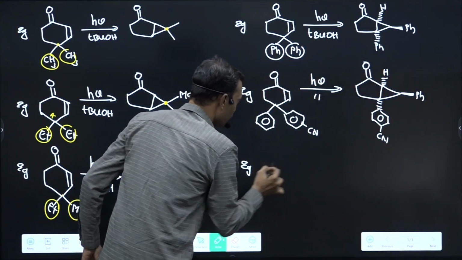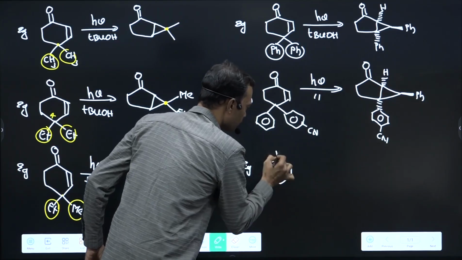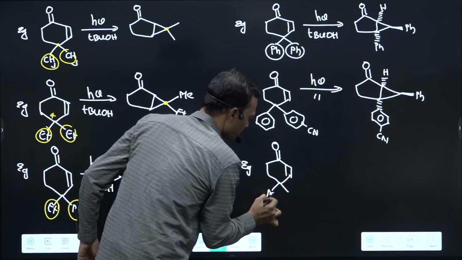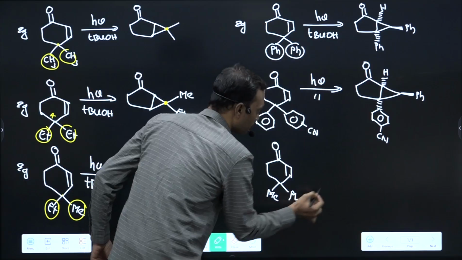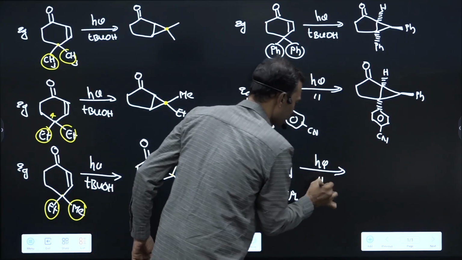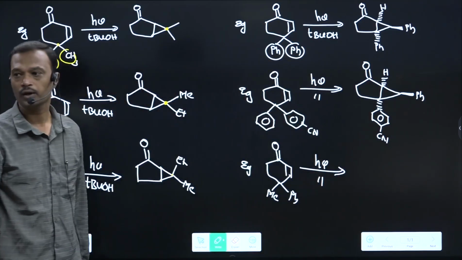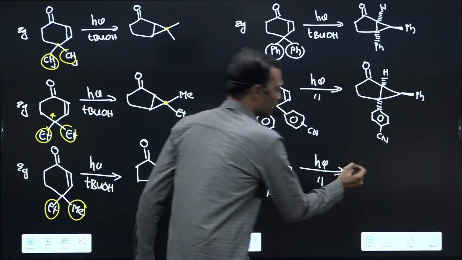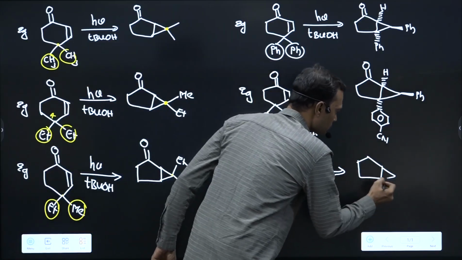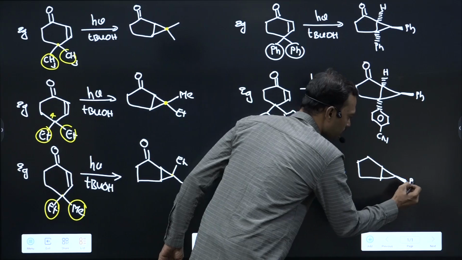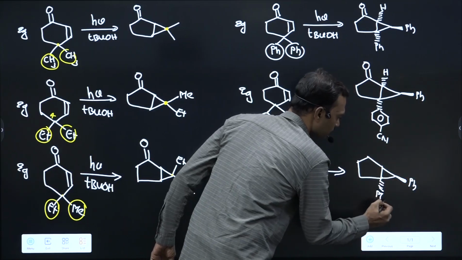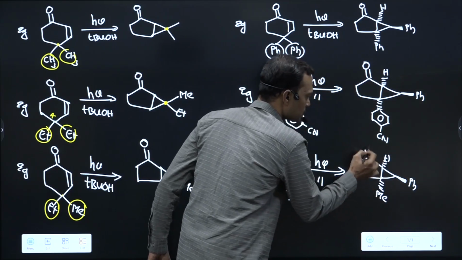Suppose alkyl and aryl are both given. Here I am giving methyl and here alkyl, both are given. So which is the migrating group here? Which is giving more stability? Phenyl. Phenyl is the migrating group. When phenyl is giving more stability, that will be the migrating group on this point. And here you may get methyl and here it is hydrogen. So that is the answer.